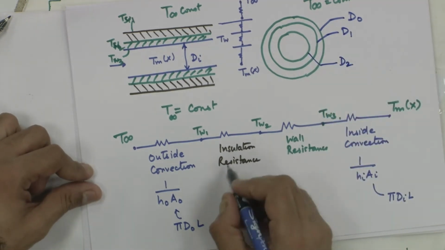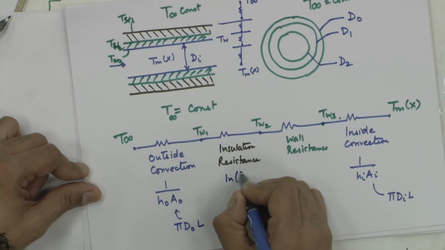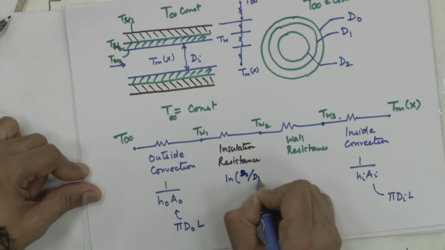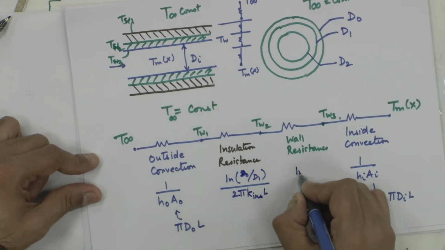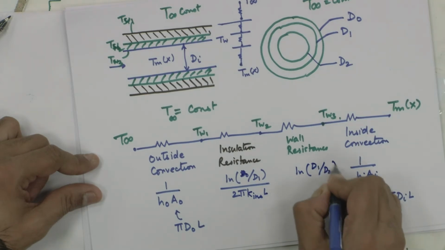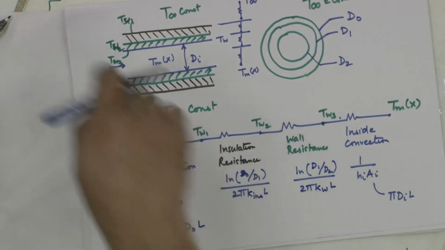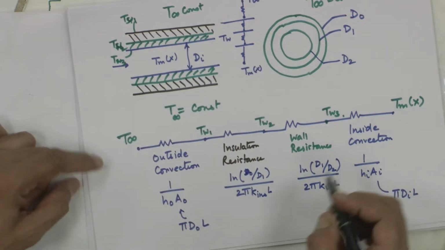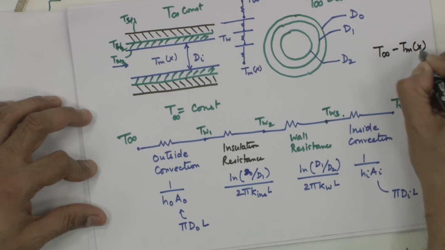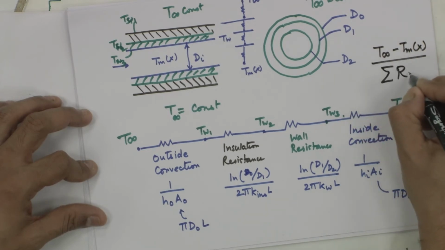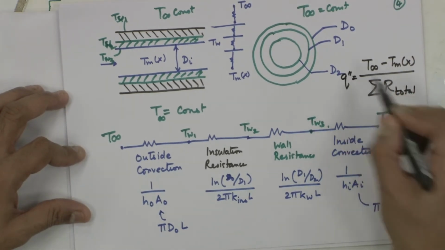So, this is going to be insulation is between D naught and D 1. So, this is log of D naught by D 1 divided by 2 pi k insulation L. This is log of D 1 by D 2 divided by 2 pi k wall into L. So, these four resistances would act in series, and your driving delta T, T infinity minus T bulk mean of x divided by sum of R total or thermal resistance is going to be your Q double prime, right.